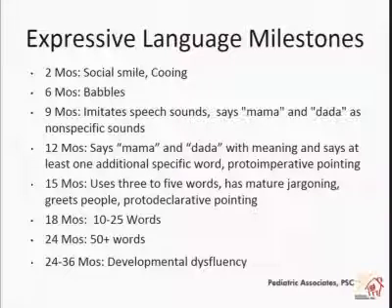A 9-month-old will imitate speech sounds, talk kind of back to you if you say something to them, and the AAP says they say mama and dada as nonspecific sounds. My kids, I don't think, said mama and dada until they were about 18 months old, which always made me scared. 12-monthers will say mama and dada with meaning, and they'll say at least one additional specific word, and they use something called proto-imperative pointing.